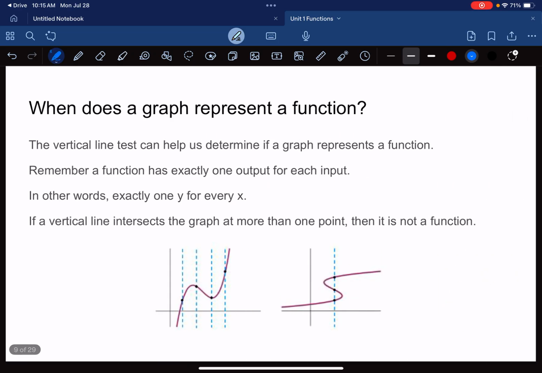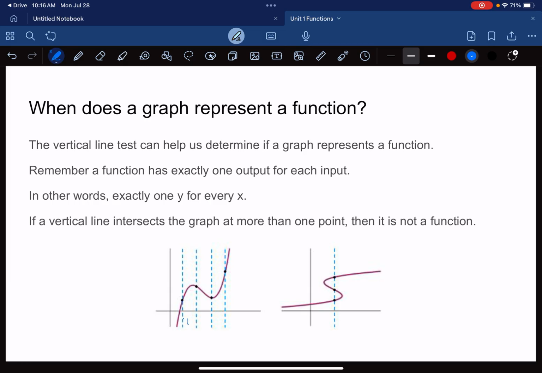All right, when does a graph represent a function? Well, the vertical line test is what it's called. That can help us determine if a graph represents a function or not. So remember, a function has exactly one output for each input. So look at this first graph. If you notice on the red curve, it doesn't matter where I draw a dotted line, it's only going to hit the curve at one point.